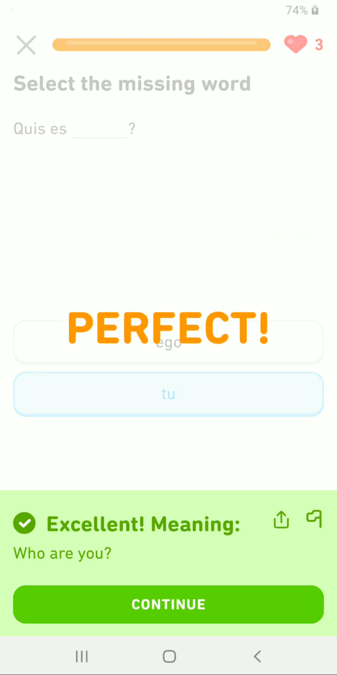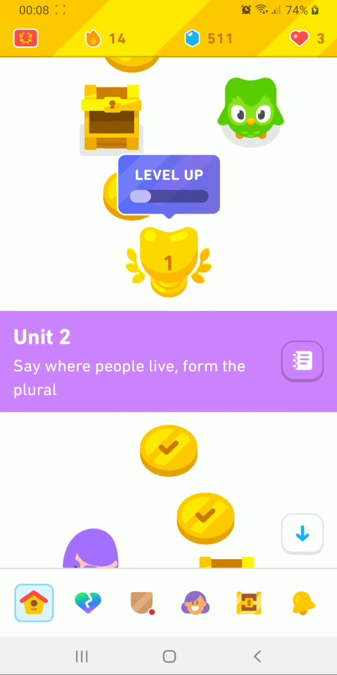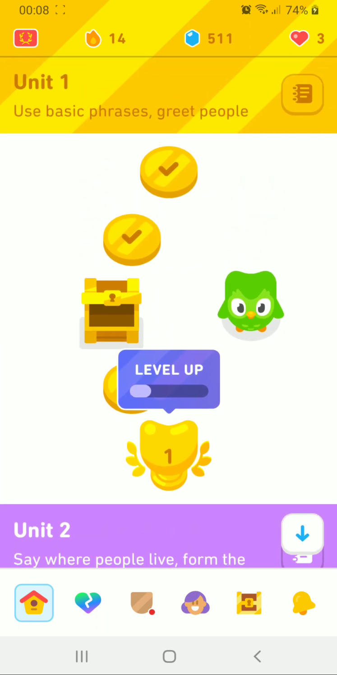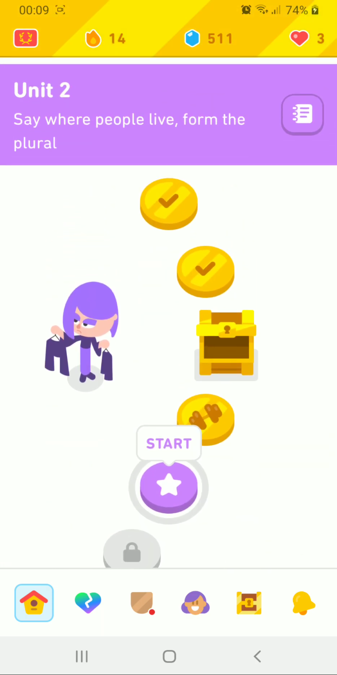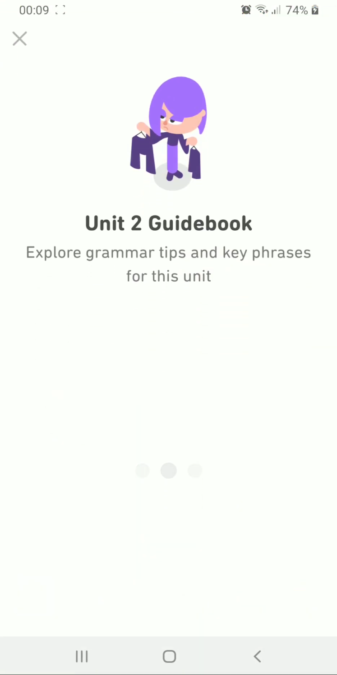Alright, so this is perfect, we did it. Let's move on. Okay guys, so we have just done unit 1 completely as a revision. So we'll move to unit 2. We'll see the guidebook.